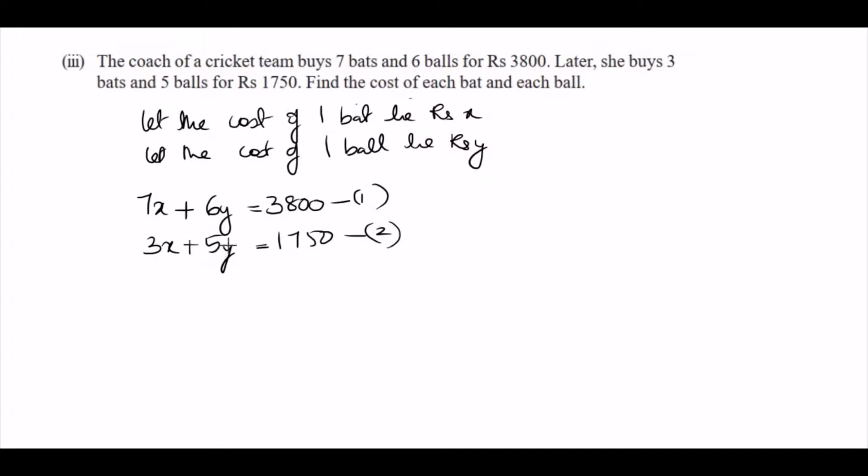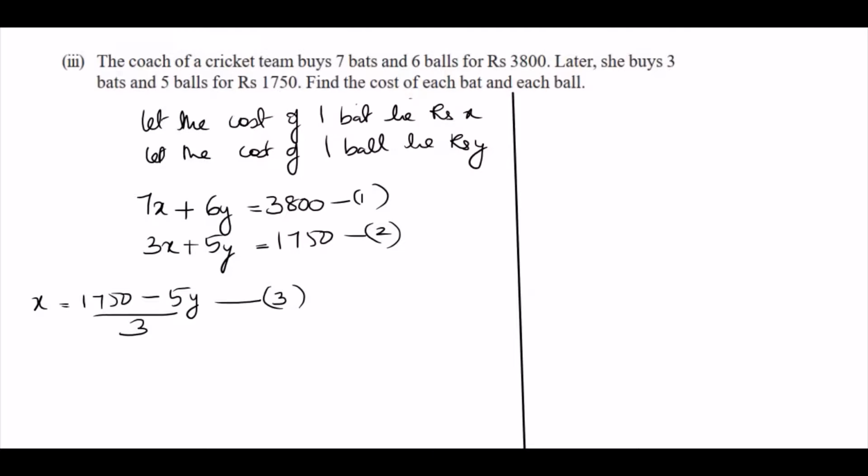Now you have to use the substitution method and find the solution for x and y, that is, the cost of each bat and each ball. So using the substitution method, you have to write one variable in terms of the other. I am going to take the second equation and write x in terms of y. So x is equal to (1,750 minus 5y) by 3. Let this be the third equation. Now substitute this value of x in the first equation and get the value of y.